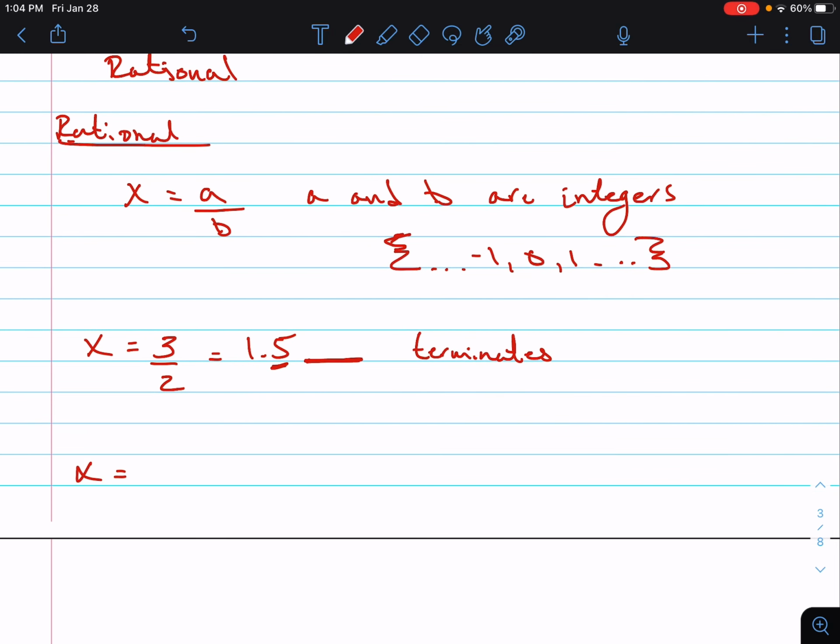And now let's look at this number 5 over 3. In decimal form, we get 1.6's repeating all the way for an infinite number of 6's. And we can use this little bar to represent repeats. So we could write 1.6 repeats. So 1.6 repeats is never ending, so it does not terminate.